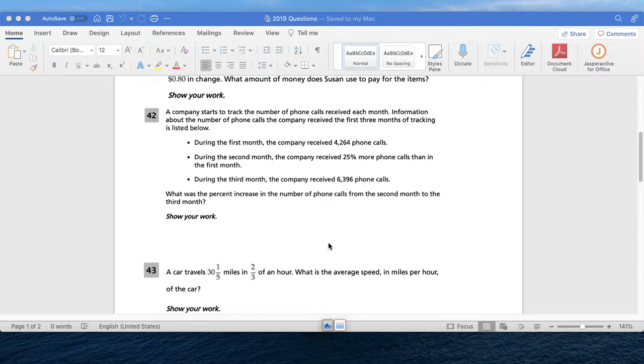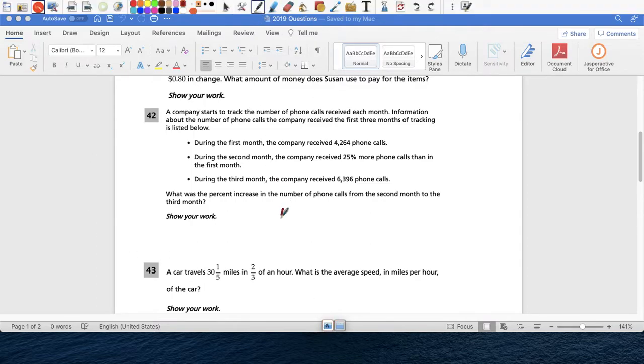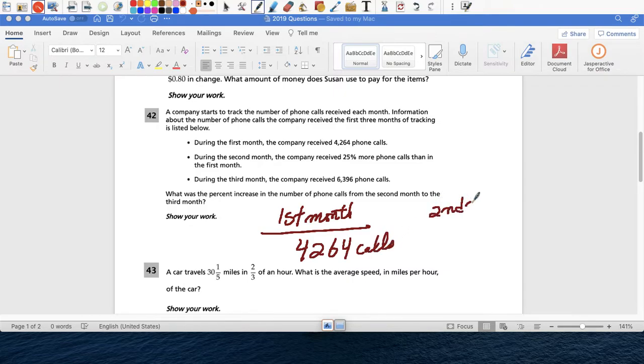A company starts to track the number of phone calls received each month. Information about the phone calls received the first 3 months of tracking is listed below. So let's write this down. Again, show your work. So first month, if I'm organizing, I'll write 4264 calls. Then second month, 25% more than the first month. So I would write 4264 times 25% more.